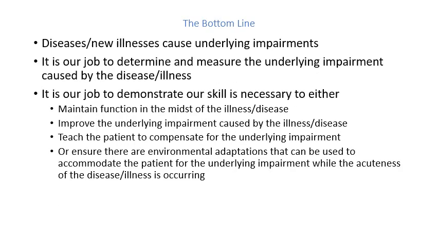So the bottom line of what I'm getting at here is that any disease, and this could be a chronic disease too, but we're mainly focusing on new illnesses, is going to cause some kind of underlying impairment. And especially if you're noticing that the patient's functional performance decreases while they're in the midst of an acute illness, there are underlying impairments. It's your responsibility as a therapist to determine them and measure them.